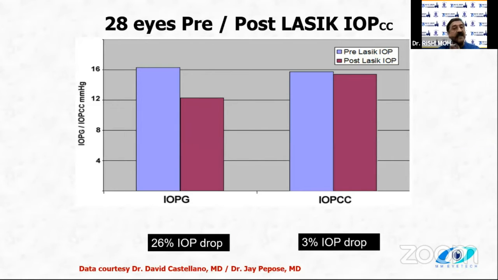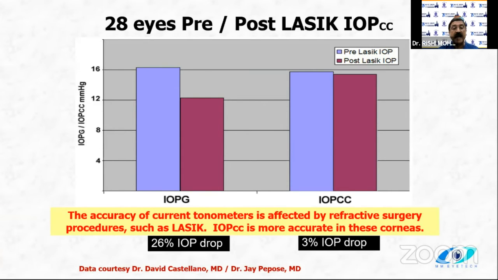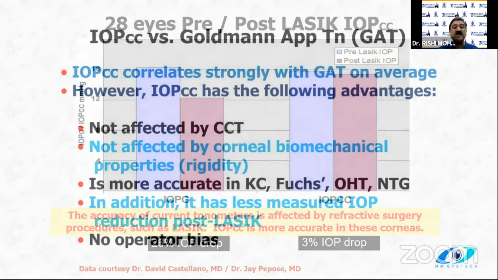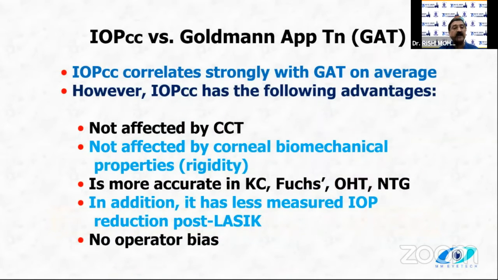Look at this pre and post LASIK IOPCC. Now one knows that we have thinned the cornea. And if you look at the IOPG following LASIK, there'll be an average of a 26% pressure drop as measured, whereas in the IOPCC, that difference is only 3%. So the accuracy of current tonometers is affected by refractive surgery procedures such as LASIK, but IOPCC is much more accurate. So the IOPCC correlates strongly with the Goldman tonometry, but it has the following advantages.